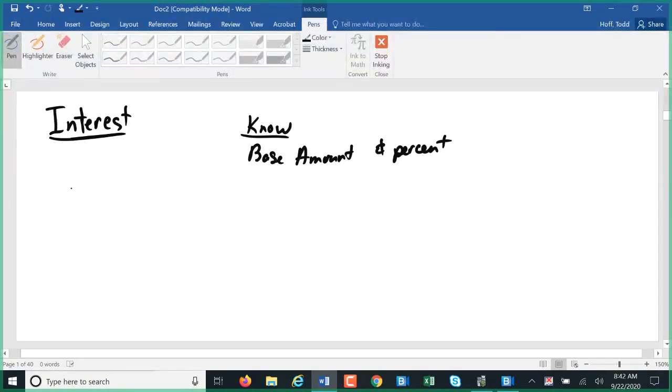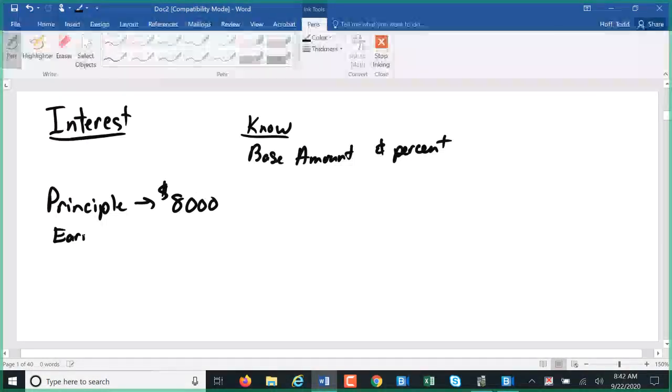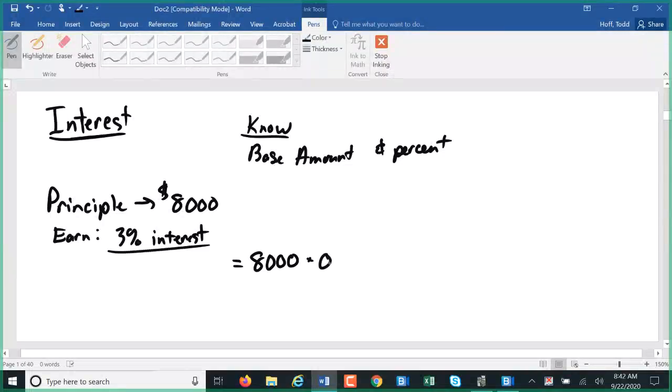So let's say that we have an amount we'll call a principal amount. That's the starting amount for an investment of $8,000. And we're going to earn 3% interest. The amount of interest is going to be that base amount, the $8,000, times 3%, but as a rate, as a decimal, 0.03, which gives us $240 in interest.